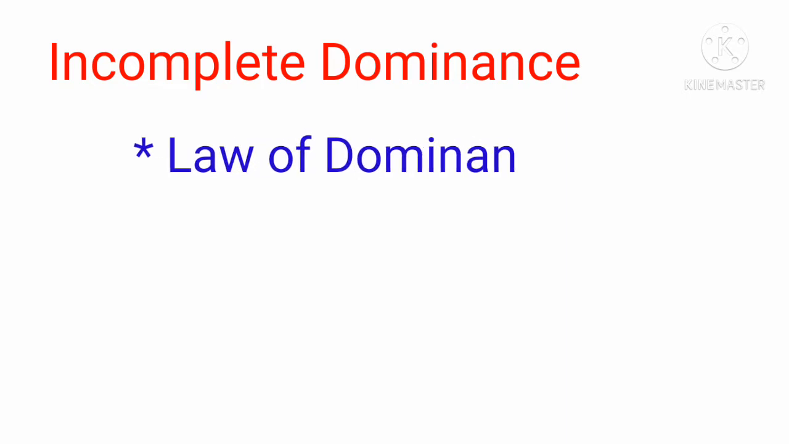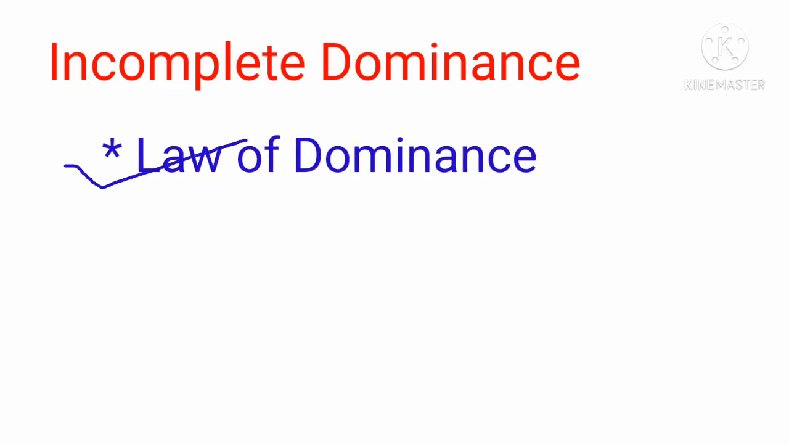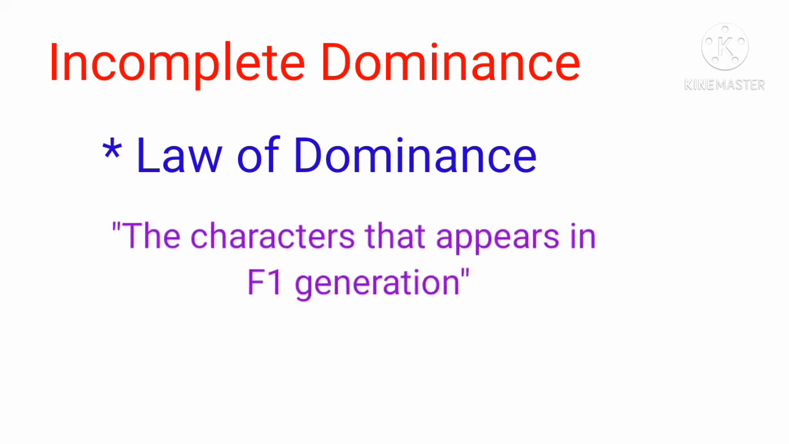Today we will start with incomplete dominance. Before that, let's see about the law of dominance, which we had already learned in our previous lecture. So what is the law of dominance? It is the first law of inheritance. It is a cross between two pure organisms that have a pair of contrasting characters. The characters that appear in the F1 generation are called dominant characters. This is the first law of inheritance, but in some cases there are exceptions.